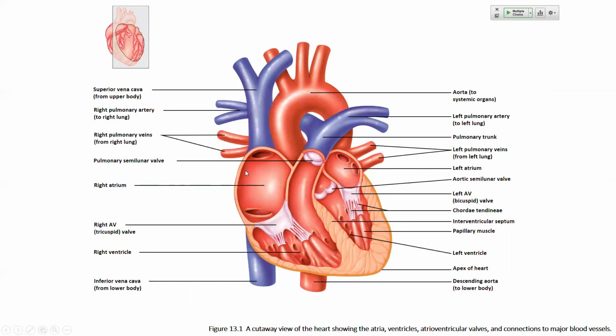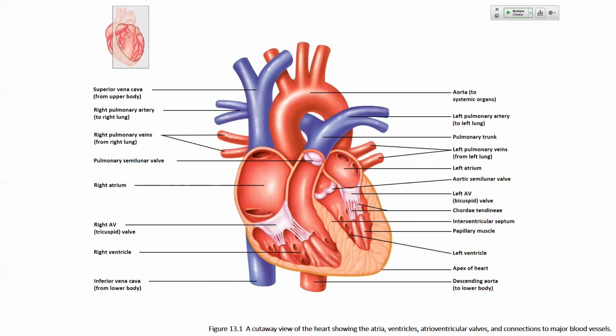2 upper chambers, they're right here. So they have a smoother wall, they're usually smaller, and they have less of a muscular wall than the ventricles do. We also have 2 lower chambers, which are bigger. They have a thicker, more muscular wall, and they're not as smooth in terms of the internal surface of the chamber. They have what we call the papillary muscles and the tendinous cords. We're going to talk about those structures.